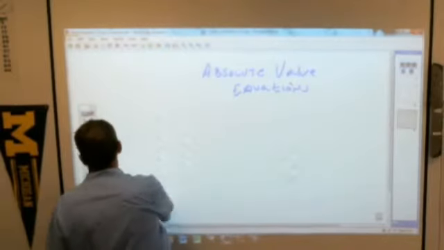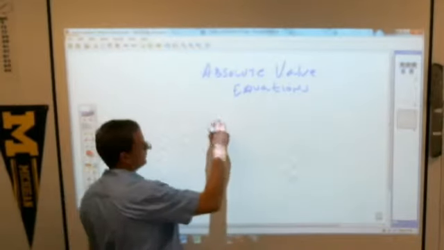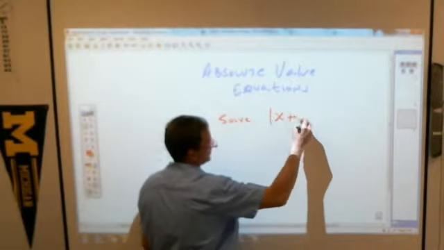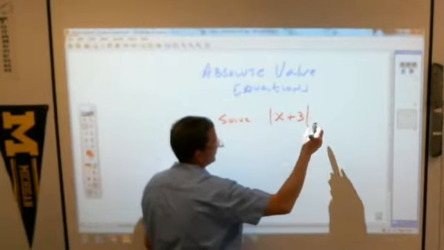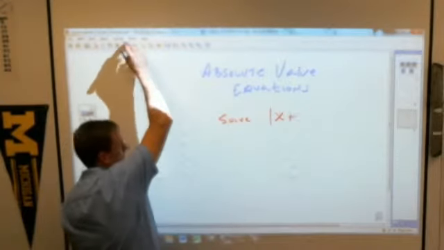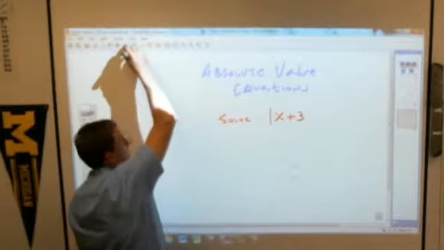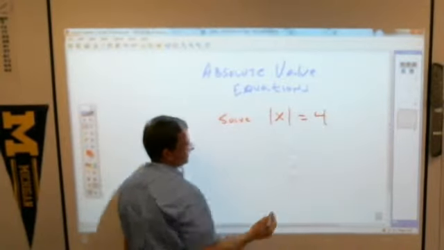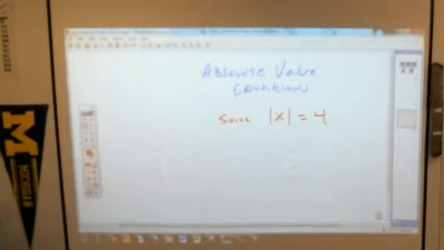Here we go. Here's the first problem. Solve this. Well, no, let's do this. The absolute value of x equals 4. Let's just go with the generic simple thing. What is the answer to that?